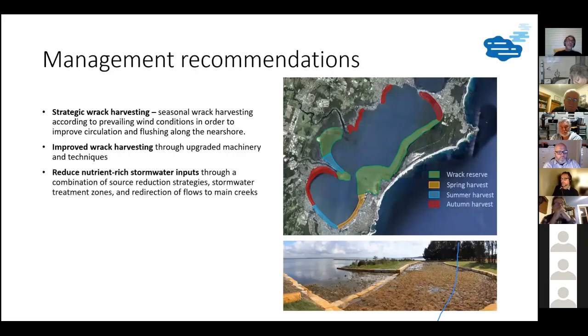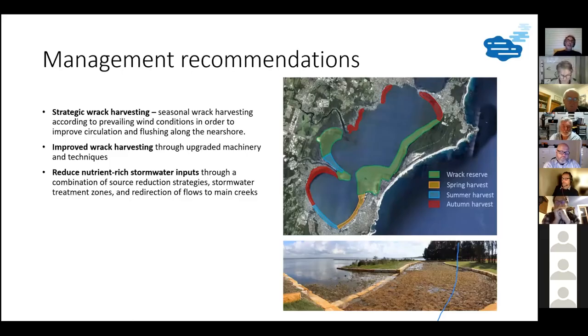Strategies to reduce that nutrient-rich stormwater input from all of the various stormwater drains. This can be done through a combination of source reduction strategies, so minimizing the amount of nutrients that actually go into the stormwater drains of the streets. For example, not washing your car on your concrete driveway, but rather on your lawn, maybe using low nutrient detergents, etc.